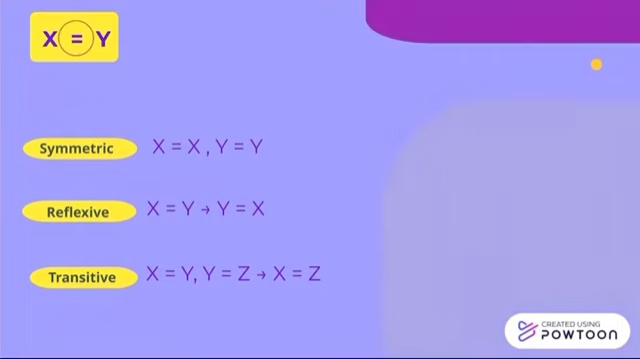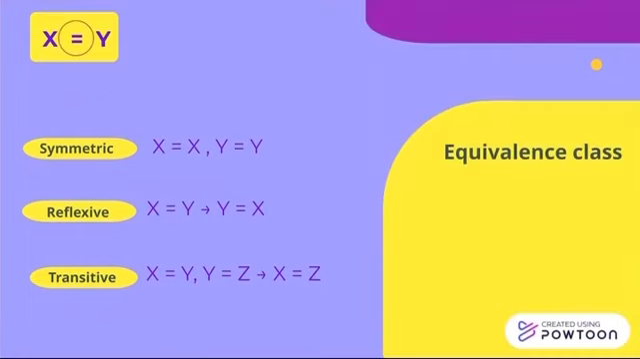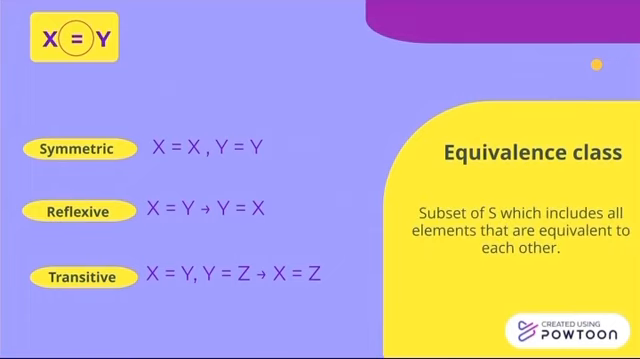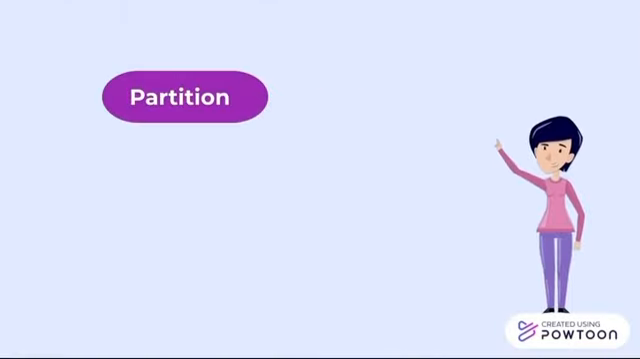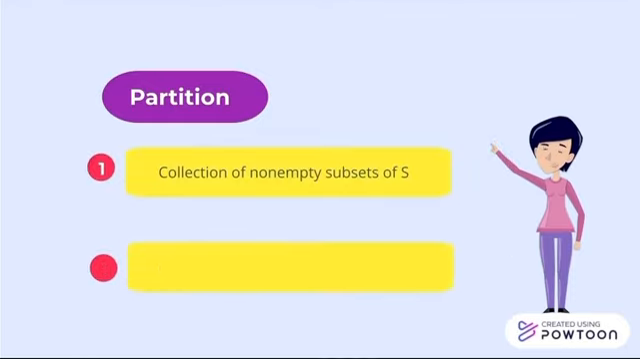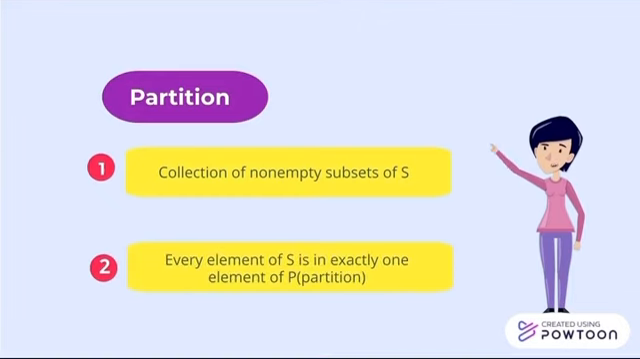The equals sign here creates equivalence classes. An equivalence class is a subset of S which includes all elements that are equivalent to each other. The partition P of a set S is a collection of non-empty subsets of S such that every element of S is in exactly one of the subsets in P.